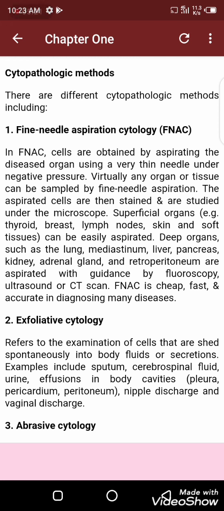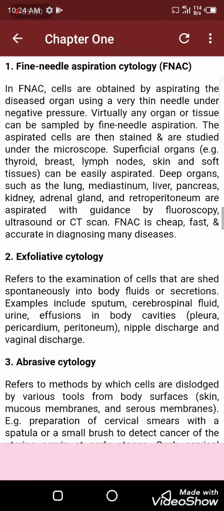Superficial organs, e.g. thyroid, breast, lymph node, skin and soft tissue, can be easily aspirated. Deep organs such as the lungs, mediastinum, liver, pancreas, kidney, adrenal gland and retroperitoneum are aspirated with guidance by fluoroscopy and ultrasound or CT scan. Fine needle aspiration cytology is cheap, fast and accurate in diagnosing many diseases.